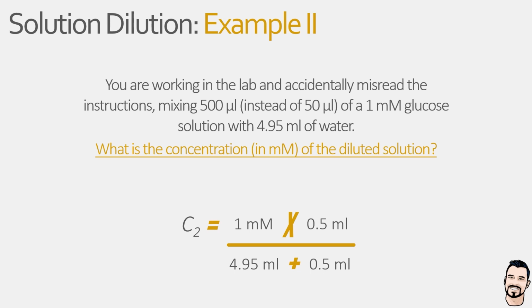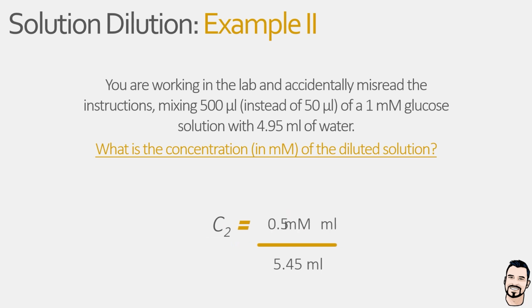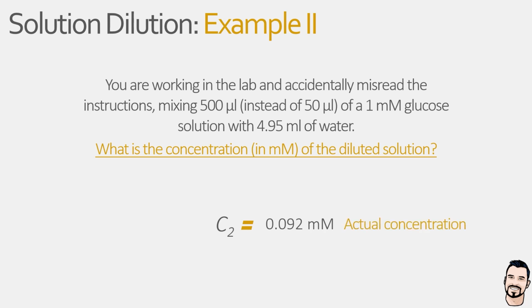Now to make things easier, we can start to simplify this equation by completing the bottom line of the equation, giving us C2 being equal to 1 millimolar times 0.5 milliliters divided by 5.45 milliliters. We can then simplify this equation again by completing the top line of the equation, giving us C2 being equal to 0.5 millimolar per milliliter divided by 5.45 milliliters, which we can complete to give us a final concentration of 0.092 millimolar, which is the actual concentration of the solution the student created.